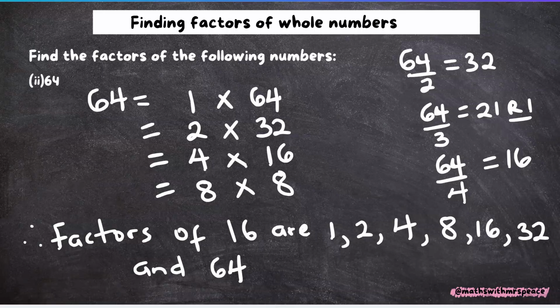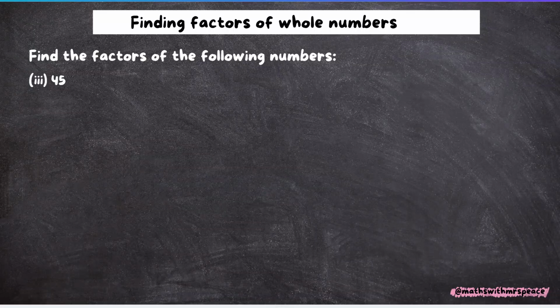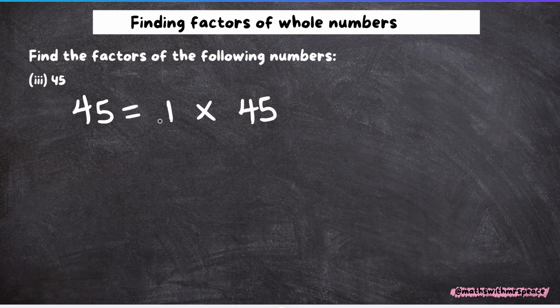To find the factors of 45 using the same method as well, we're going to break it down just like we did. We'll say 45 is equal to... this is an odd number. Of course, let's do 1 times 45 first, because 1 is a factor of every number, and every number is a factor of itself.